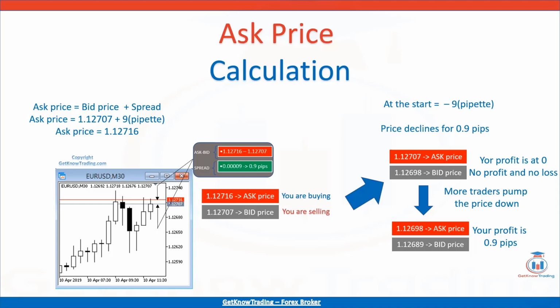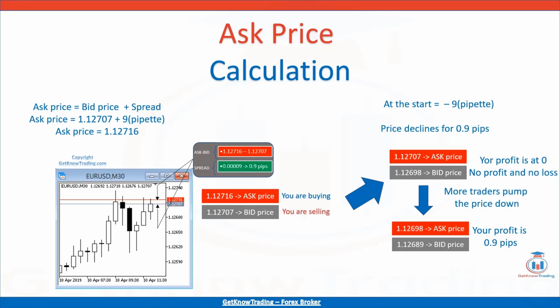At the start, you will be in minus for the spread, which is the difference between bid and ask price. So you need to wait until the ask price, which is 1.12716, reaches your entry price, which was the bid price at 1.12707. When that happens, you will be at zero, no profit and no loss. If the price continues to move down, you will make money. But what or who will move the price down so you make money?